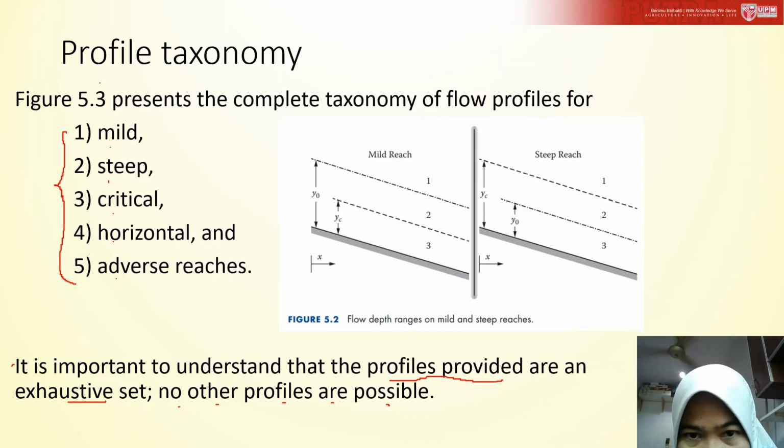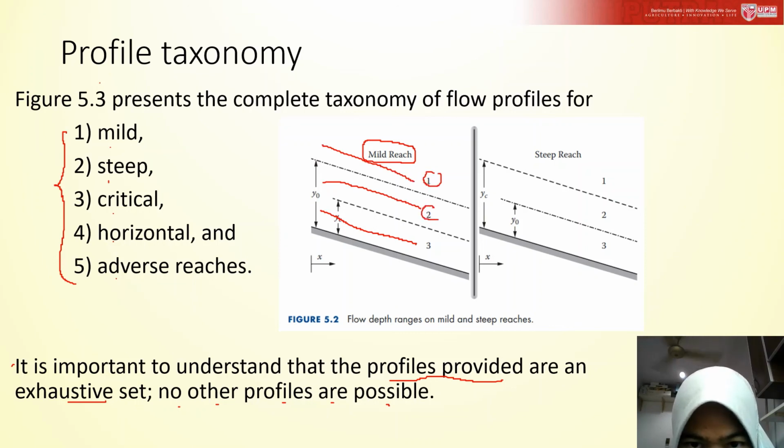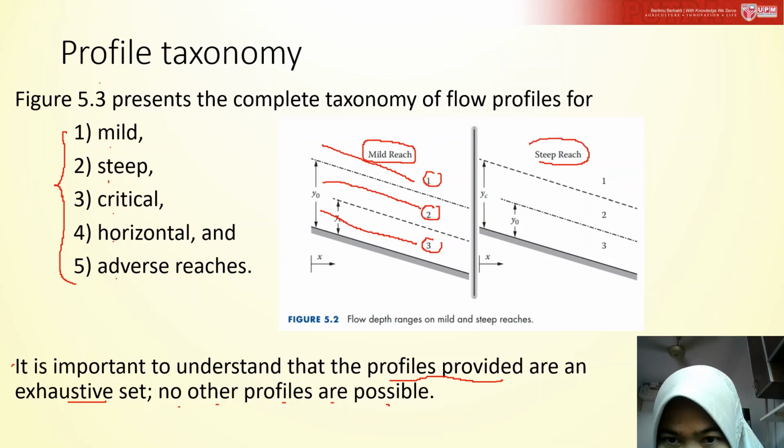In the figure you can see another example of mild reach. In this mild reach, the flow can go here, or it can be somewhere here, or somewhere here. That's why we have these 1, 2, 3 types of mild reach. It is the same for steep reach. There are 3 different types of steep reach, 1, 2, 3, and we will see how this looks like.